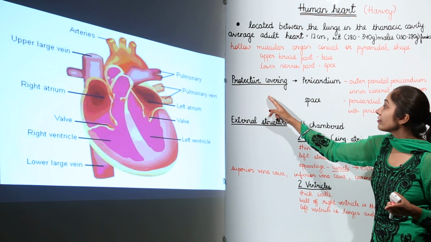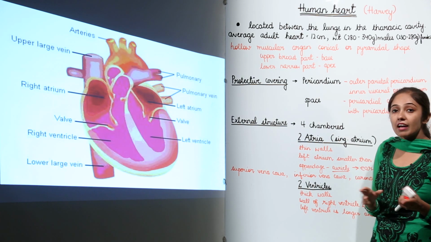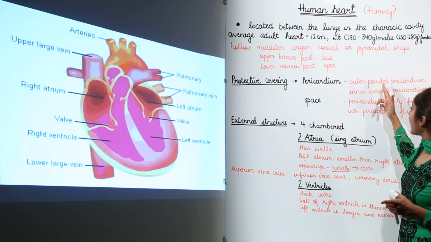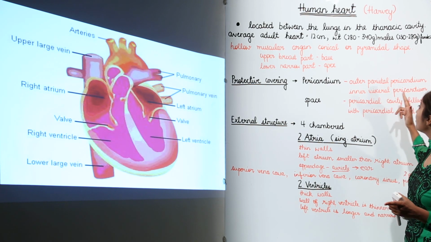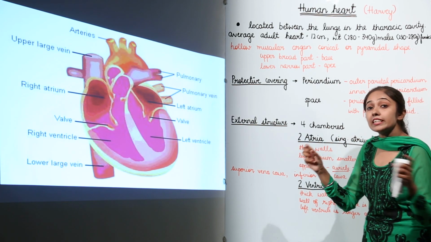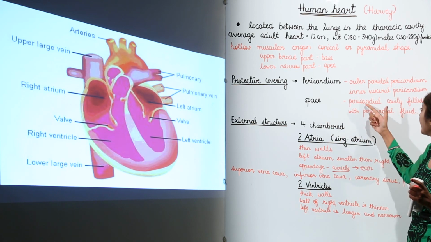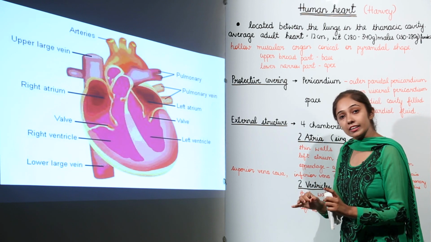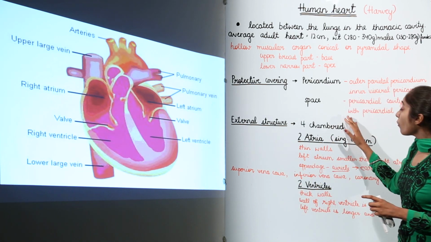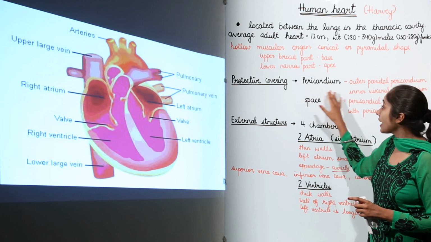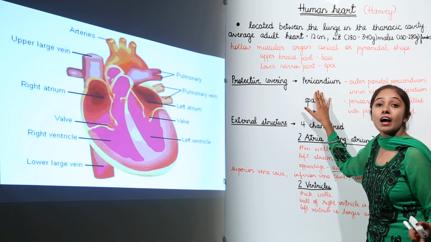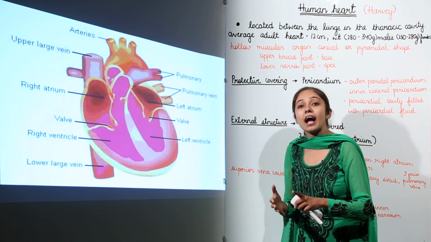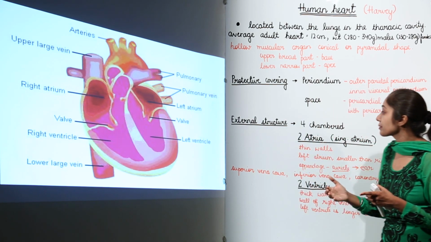Then the protective covering is known as the pericardium. We have an outer parietal pericardium and an inner visceral pericardium, and the space between these two layers is called the pericardial cavity, which is filled with pericardial fluid. Now, what is the function of this pericardium? It prevents the heart from mechanical injury and shock, and helps in the movement of the heart.